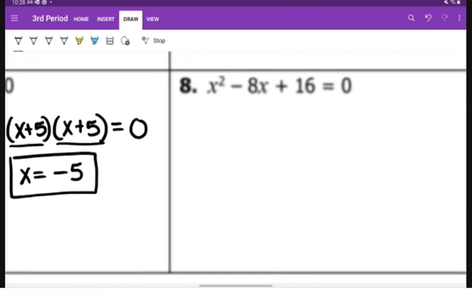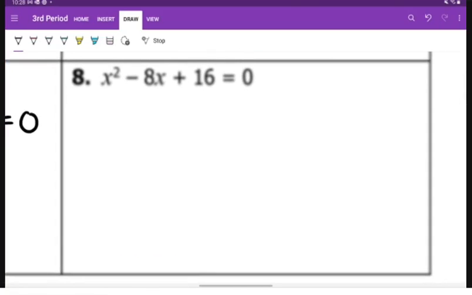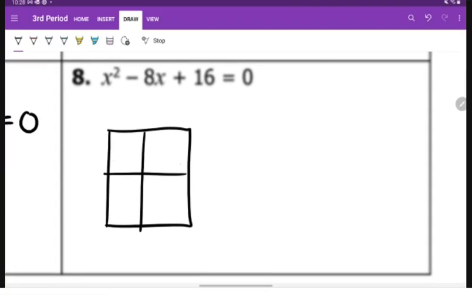Number 8 ends up being pretty similar, actually, but there is a negative involved in this problem, so we'll have to pay attention to that. Let's start with an x squared and a positive 16 and make a list of numbers that multiply together to give us 16. 1 times 16, 2 times 8, 4 times 4.